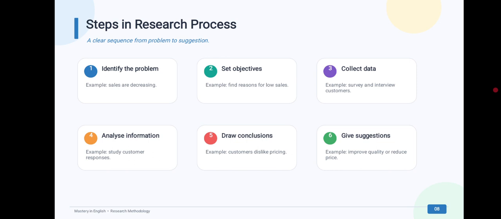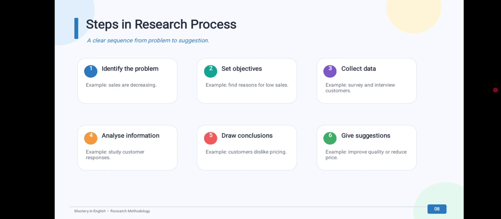Next step we have drawing conclusions. So researchers interpret the findings and reach to the conclusions. For example, customer dislike product pricing. So they come to the conclusion after doing research, after interpreting the result or finding.